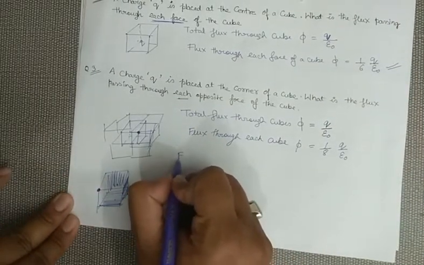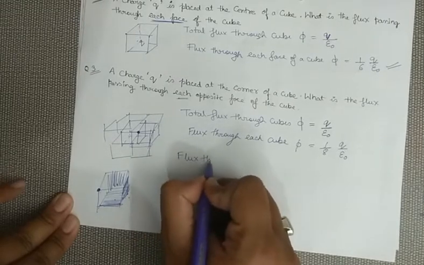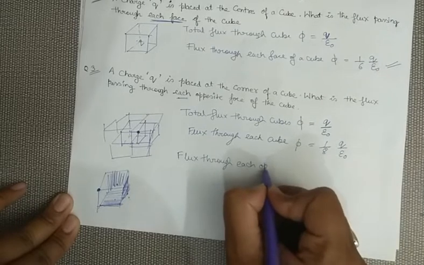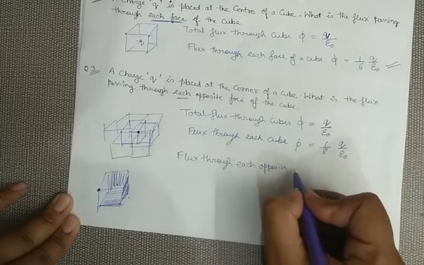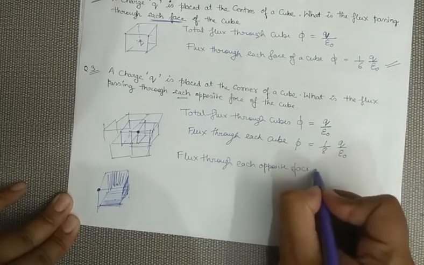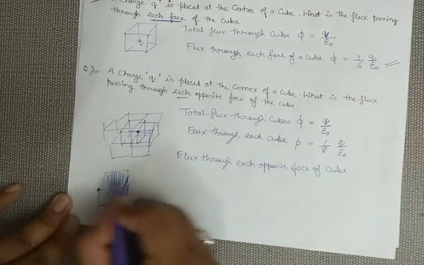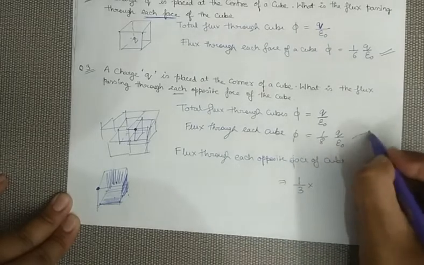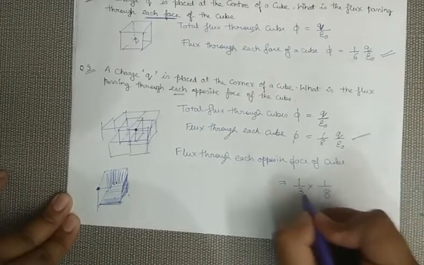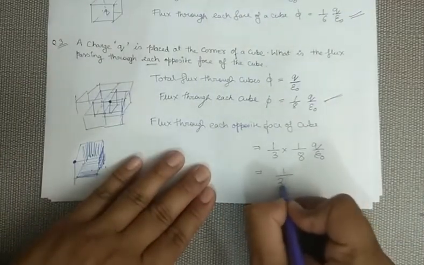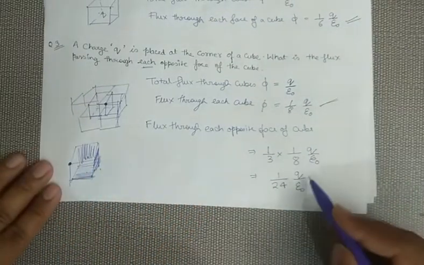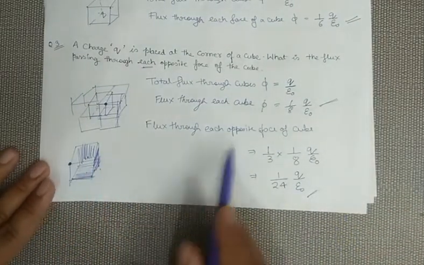So flux through each opposite face of the cube. So we are having total 3, and out of 3 I take any one, so it becomes 1 by 3 of this total. So 1 by 3 times 1 by 8 Q by epsilon naught. So we'll get the answer: 1 by 24 times Q by epsilon naught. So this is the flux through each opposite face of a cube.